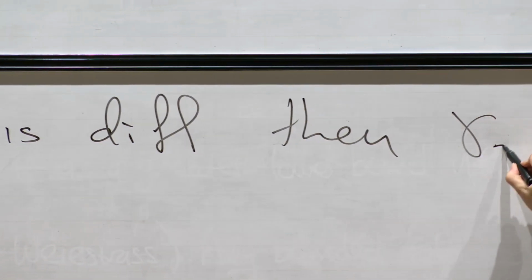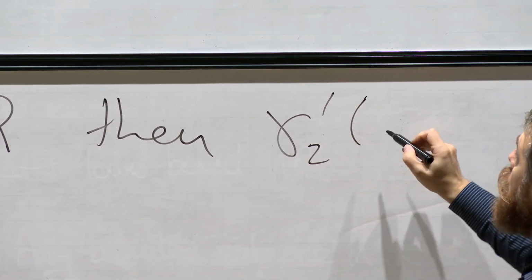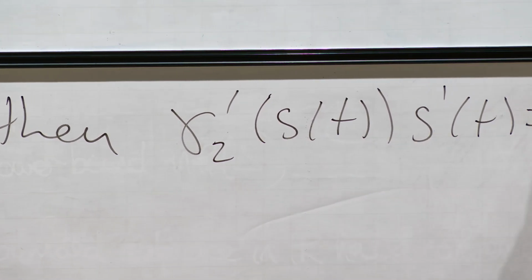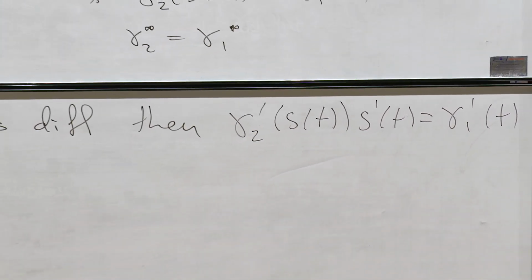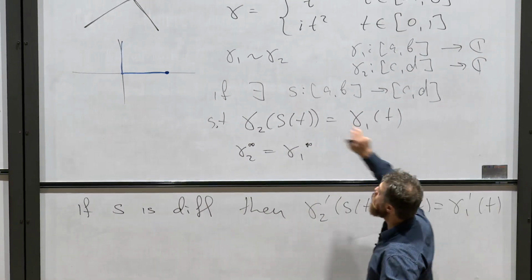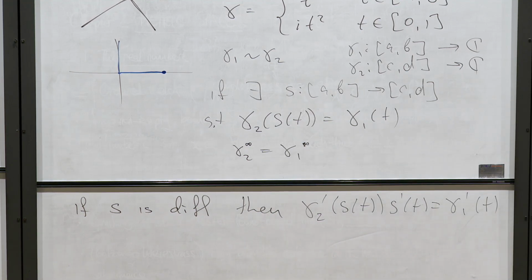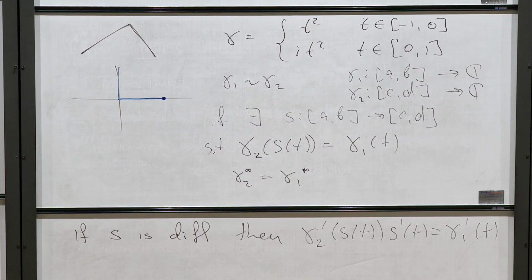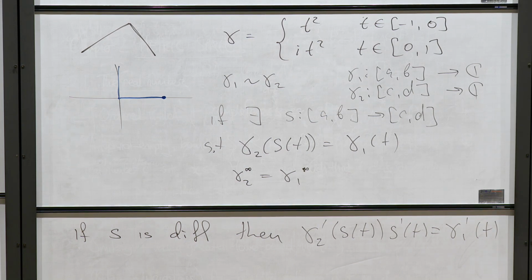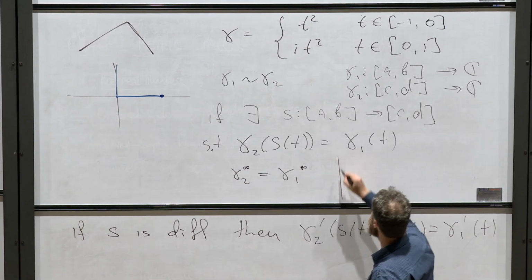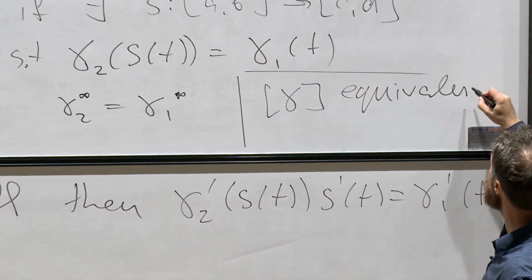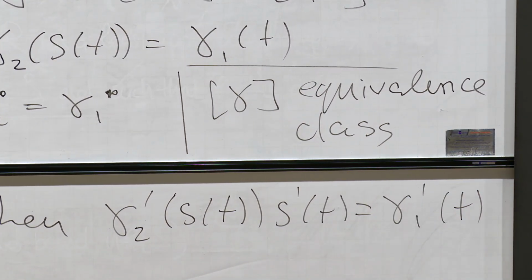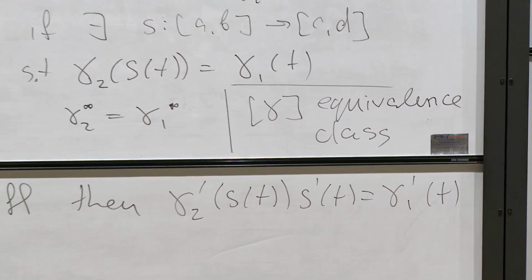then for gamma 2, well, we have the chain rule. And so if we use differentiable changes of variables, then a differentiable curve will go to a differentiable curve. So all of this is quite straightforward. And as usual, we say that gamma is an equivalence class. So these are just different parameterizations of the same geometric object. OK.